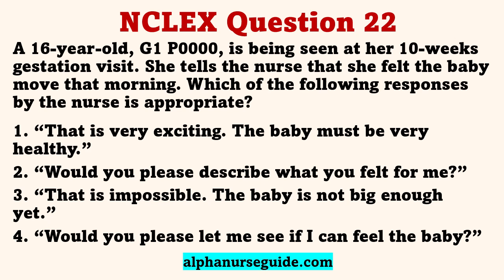The correct answer is 2. Would you please describe what you felt for me? Quickening, or subjective fetal movement, occurs between 16 and 20 weeks gestation. At 10 weeks gestation, it would be impossible for the young woman to feel fetal movement. The nurse, therefore, should elicit more information from the teen to determine what she had felt.